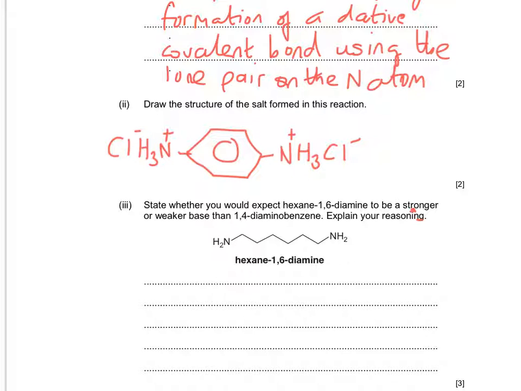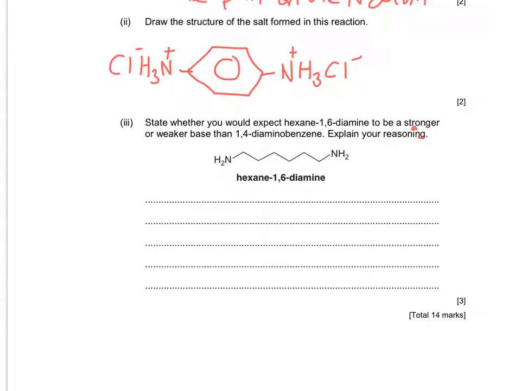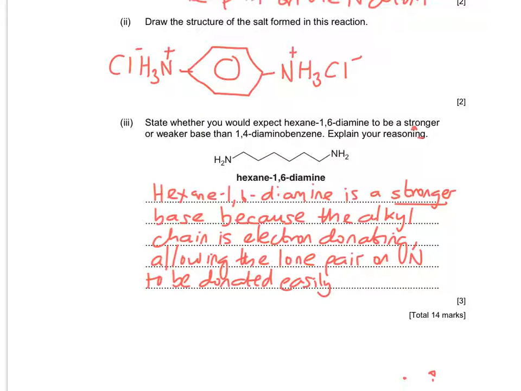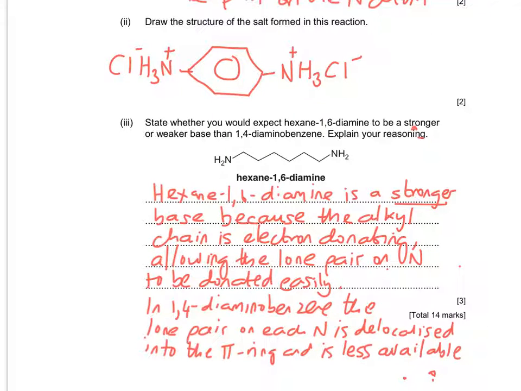Finally, it asks you to say whether you'd expect hexane-1,6-diamine to be a stronger or weaker base than 1,4-diaminobenzene, and explain your reasoning. Let's bring the screen down a little bit to have a think about that. The first thing to do is make a statement about the fact that the alkyl chain is an electron donating group, so therefore it allows the lone pair on the nitrogens to be donated easily. But if we look at 1,4-diaminobenzene, the lone pair on each nitrogen this time is delocalized into the pi ring of the benzene ring, and is therefore less available to form dative covalent bonds and therefore behave as a base.